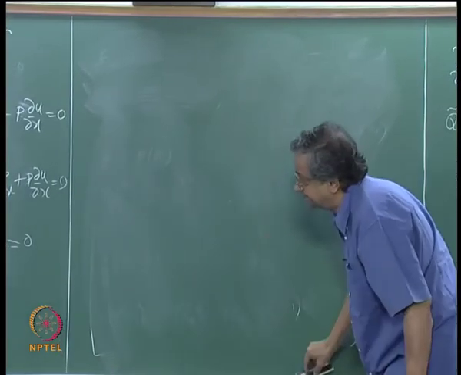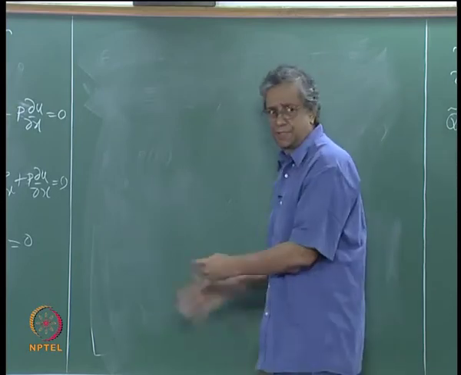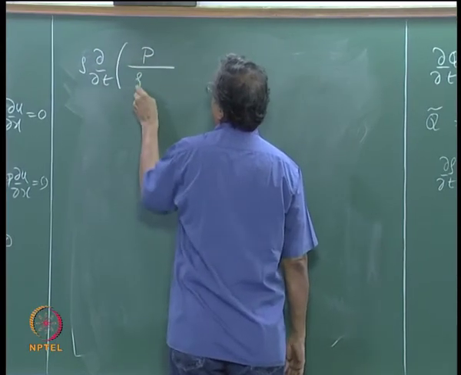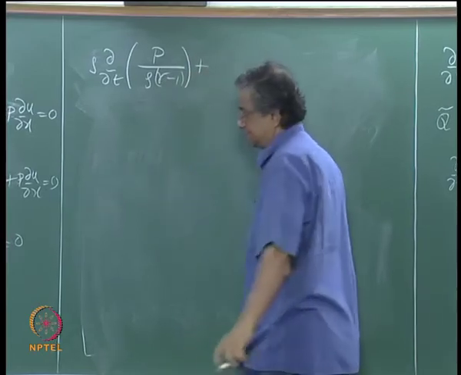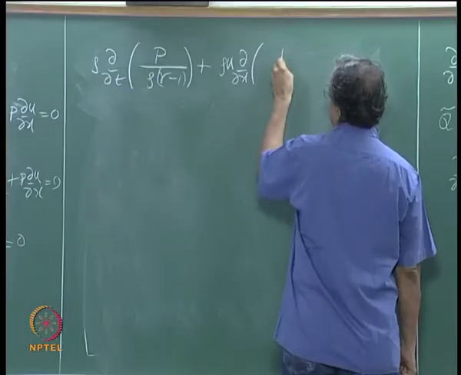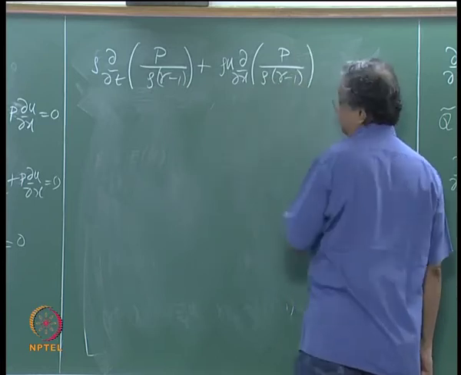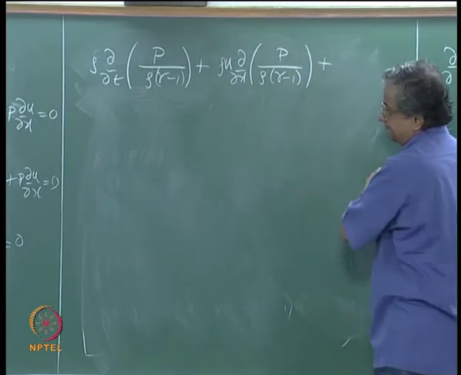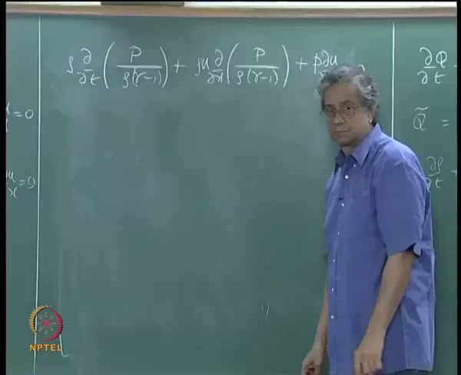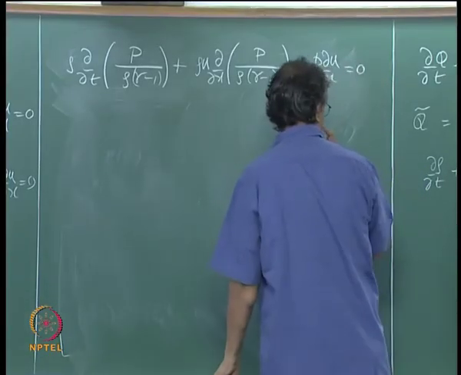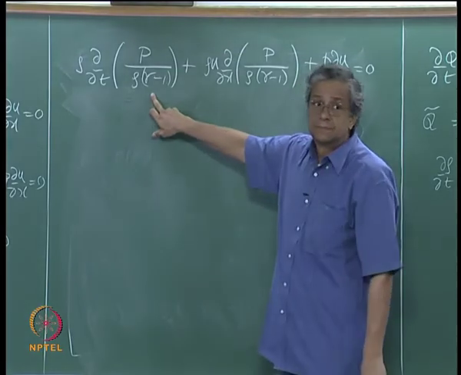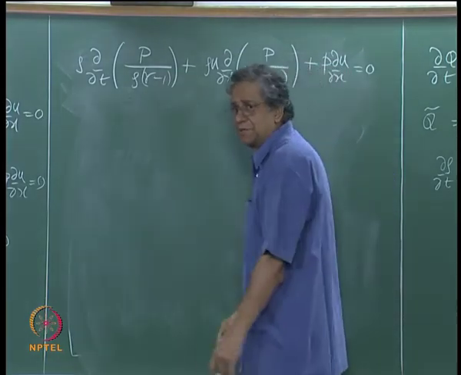What do we have? What are the terms that we are left with? We will just collect them before we simplify it further. Rho dou by dou t of p by rho gamma minus 1 plus rho u dou by dou x of p by rho gamma minus 1 plus p dou u dou x equals 0, okay. Just make sure I have not made any silly mistakes, that is fine, that looks fine. So we expanded out, it does not look like we can do anything, we will have to face it, right.